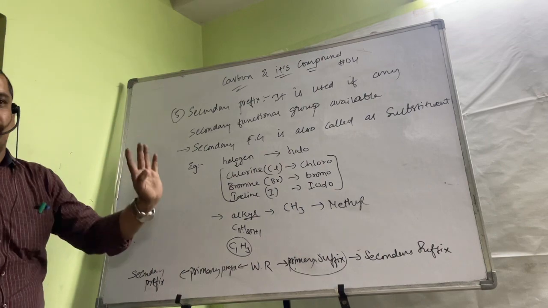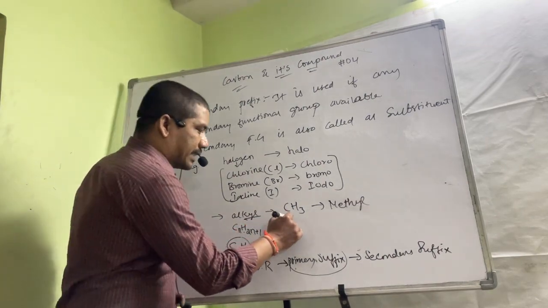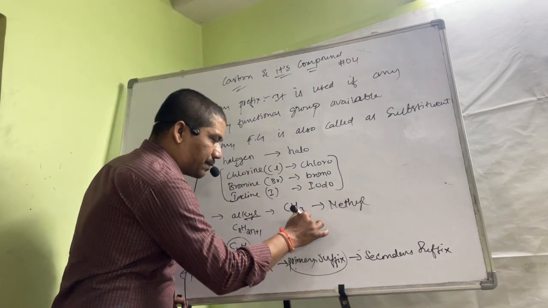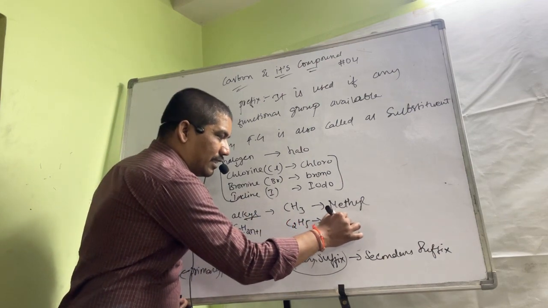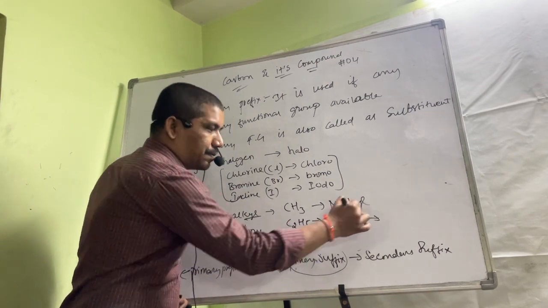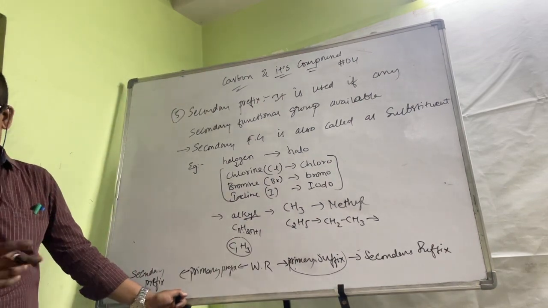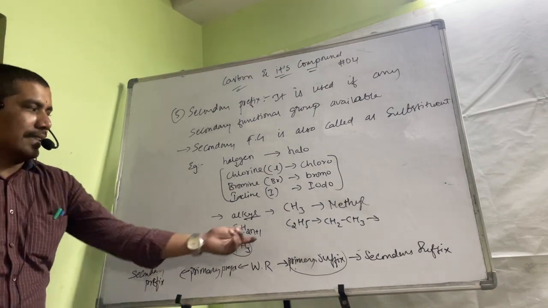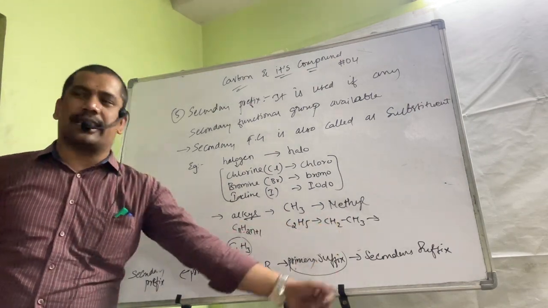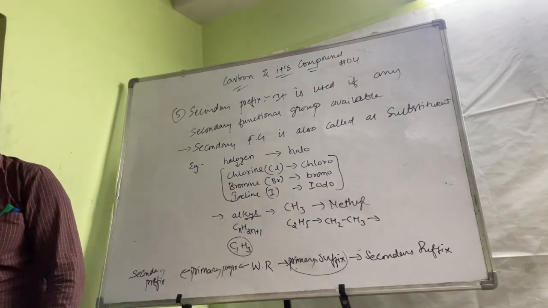Word root से आ गया. Right? Next, C2H5. I am writing here C2H5. In the book it will be given like CH2, CH3, they will give. CH3, CH2, C2H5 only, no? 2 carbon, 5 hydrogen. I will write like this, but they will give like this. Okay, so you need to be careful.